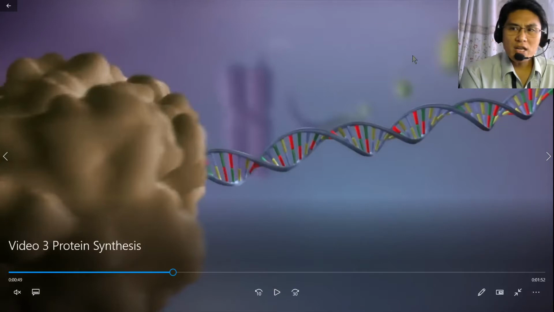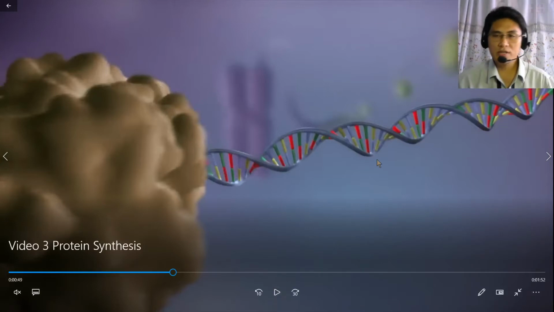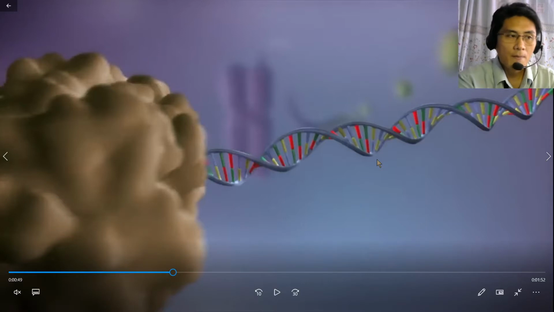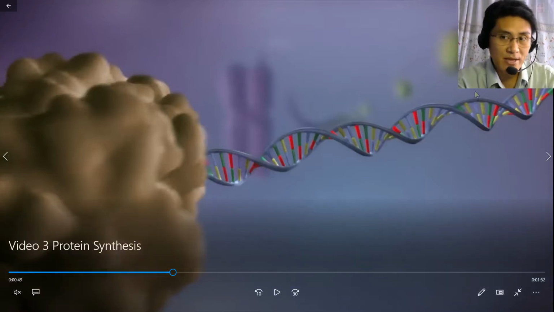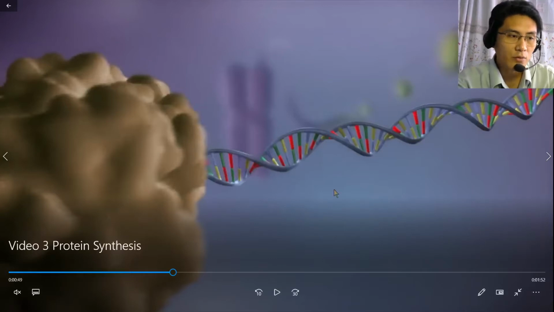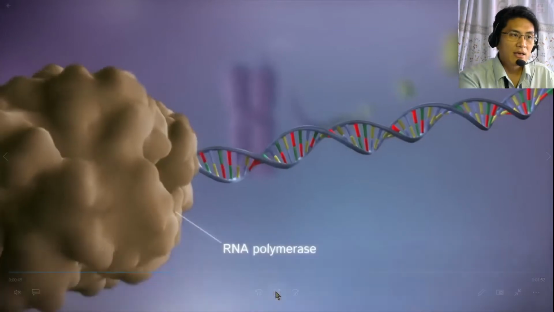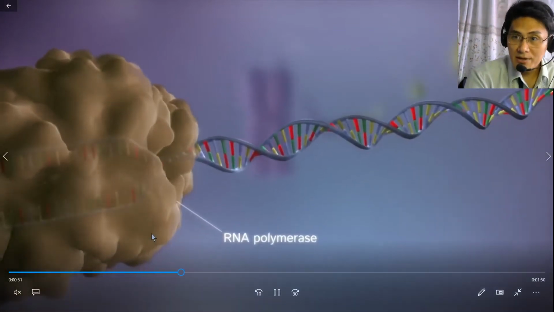So when your cell wants to, for example, let's just say insulin. Insulin is a protein, and the body wants to create insulin. So therefore, that gene segment of the DNA that gives the instruction for creating insulin is being read. It will be read by the RNA polymerase.